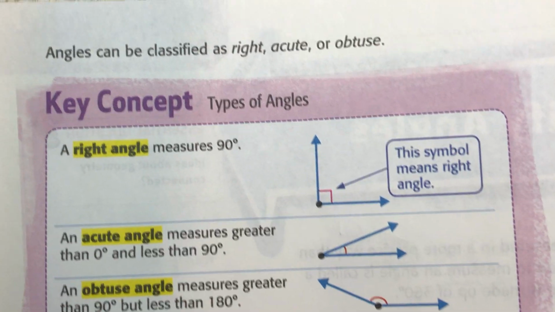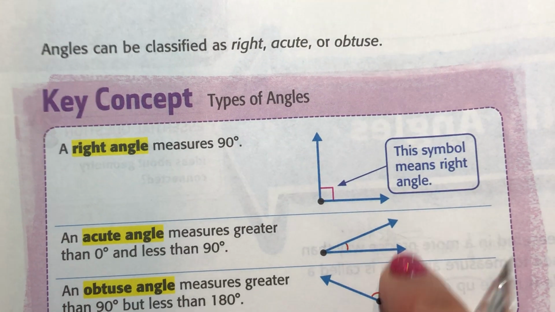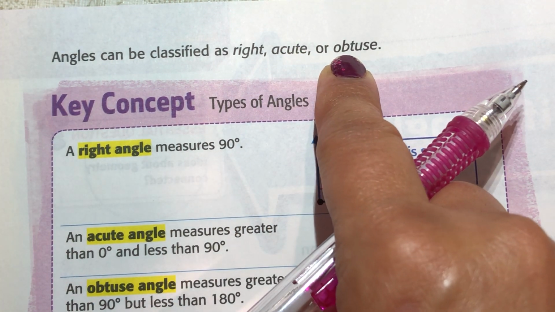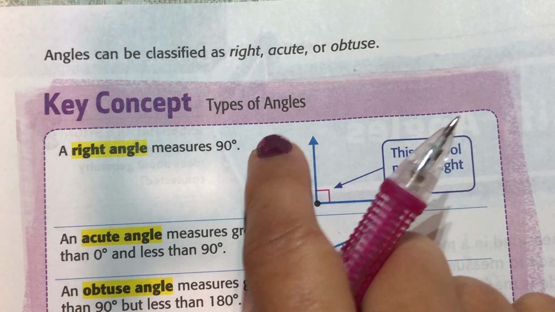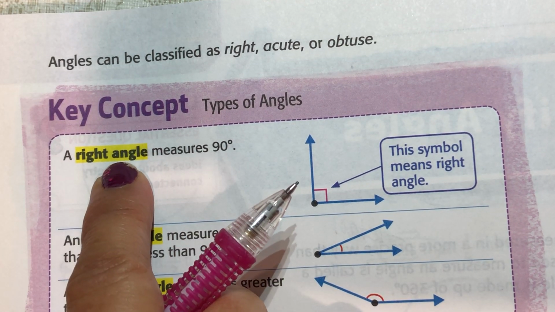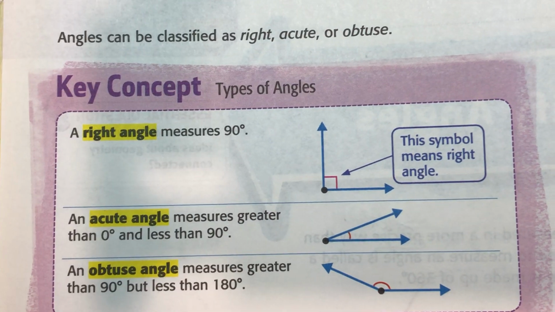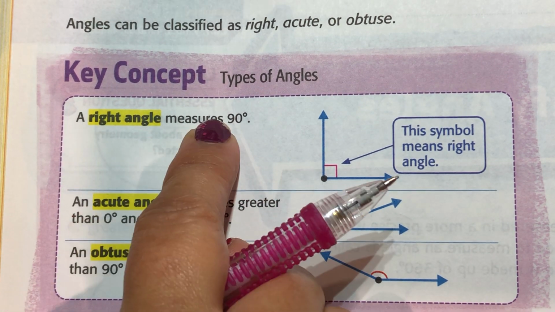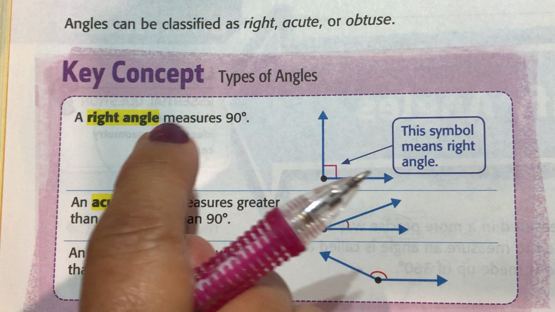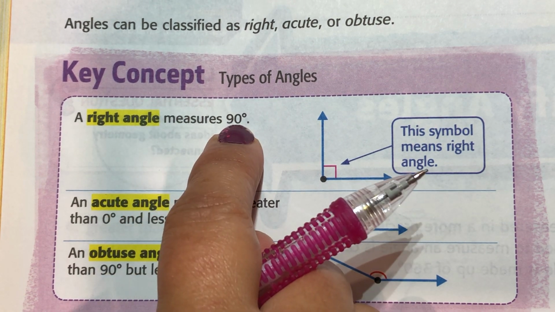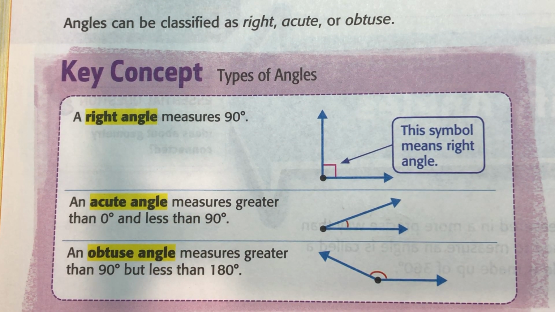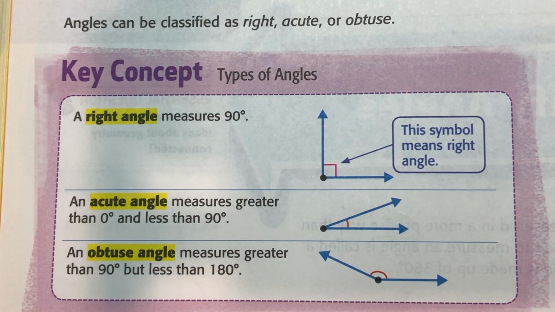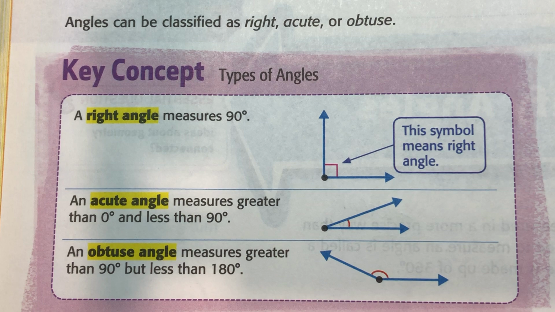Key concept. Okay. Angles can be classified as right, acute, or obtuse. Okay, so these are new words for us, okay? So we're going to find out what it is. A right angle, we've talked about that already in some of our past lessons because it was going to come up. Okay, a right angle measures exactly 90 degrees. For it to be a right angle, it must be 90 degrees. Okay, it cannot be 91, it can't be 89, it can't kind of look like this perfect L. It has to be 90 degrees.